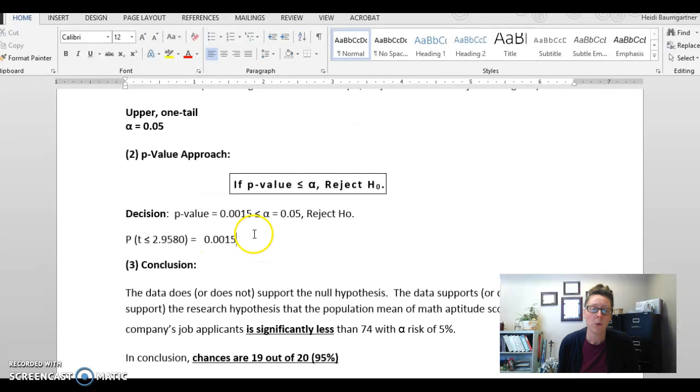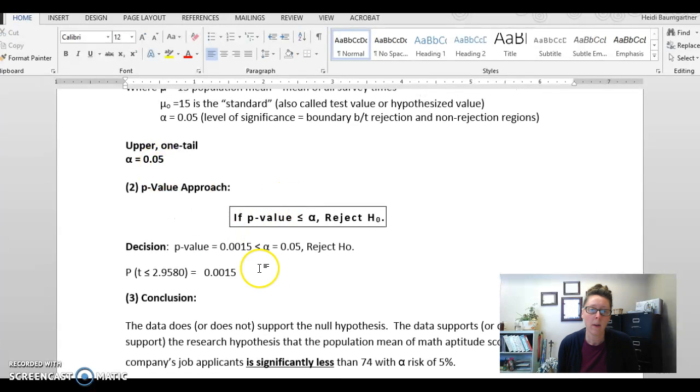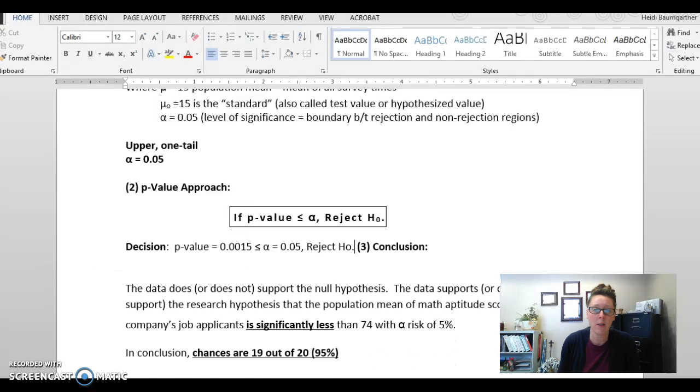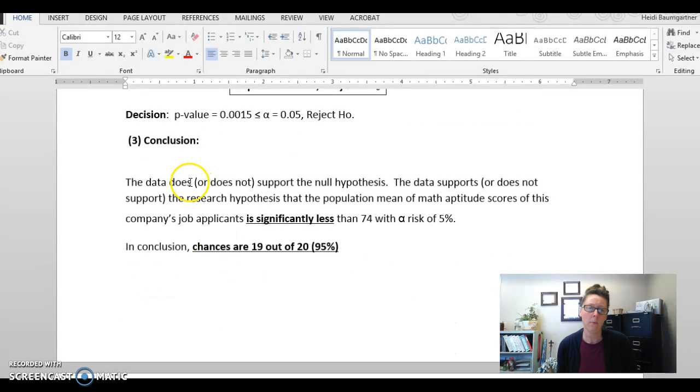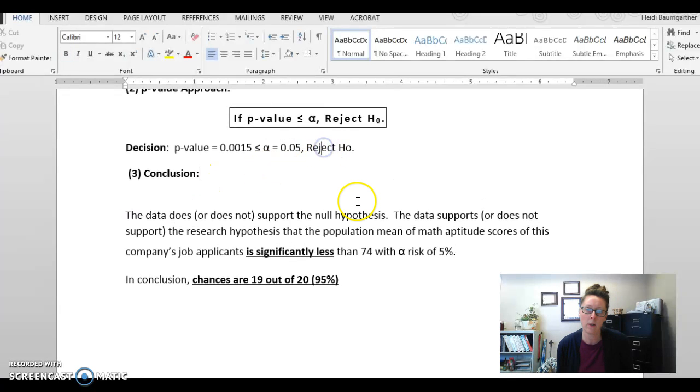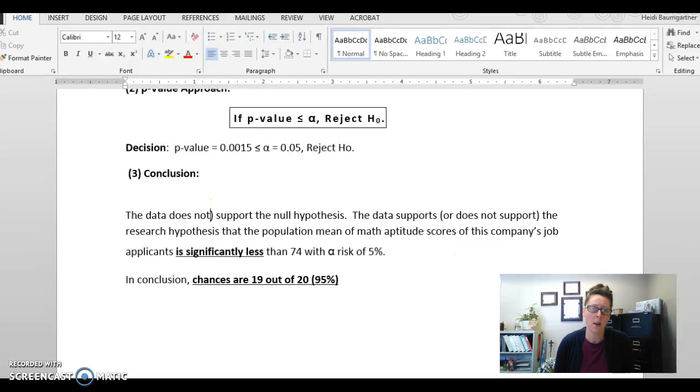And really and truthfully, all I need is the decision rule right there, and whether or not you accepted or rejected the H null. The rest is nice to have if you want. So in conclusion, this is just my format here, the data does or does not support the null hypothesis. We decided that it rejected it, so it does not support the null hypothesis.